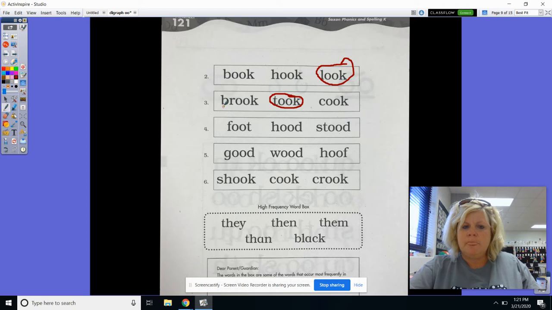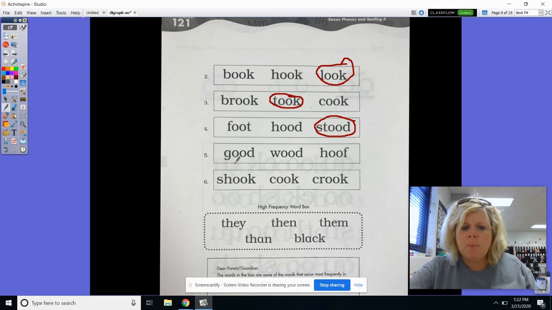What word is this? Brook. Cook. Number 4. This time let's circle the word stood. I stood in line for 1 hour to buy a concert ticket. Stood. There's the blend.